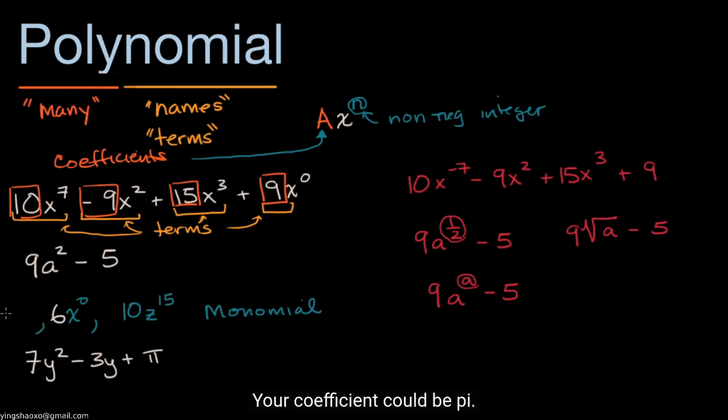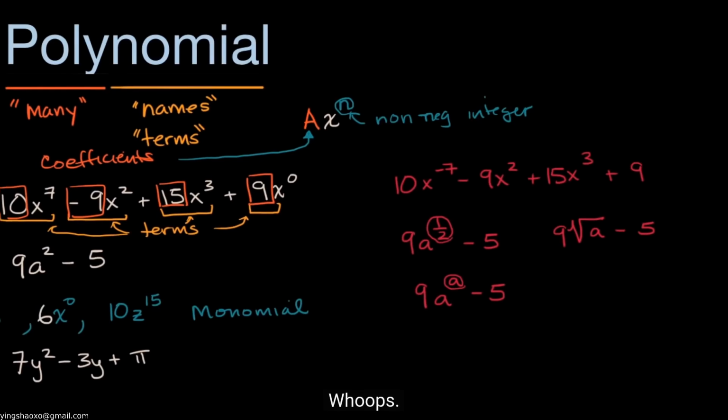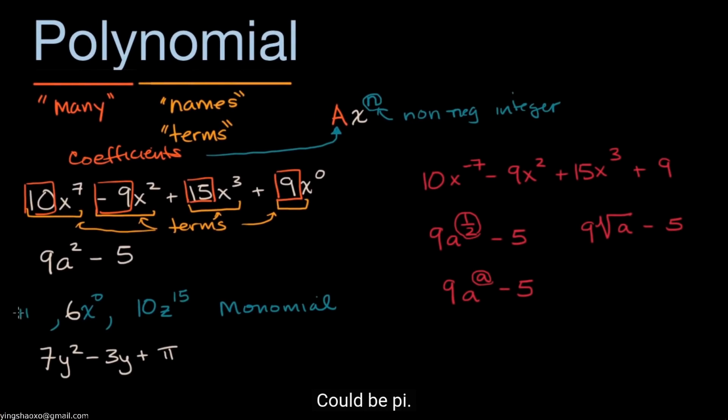Your coefficient could be pi. So we could write pi times b to the 5th power. Any of these would be monomials. So what's a binomial? Well, binomial is where you have two terms. Monomial, mono for one term. Binomial is you have two terms. So this right over here is a binomial. You have two terms.